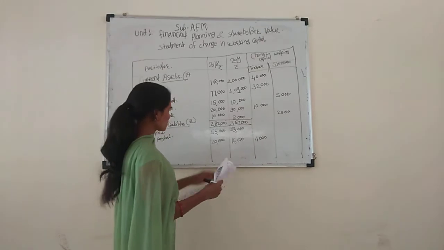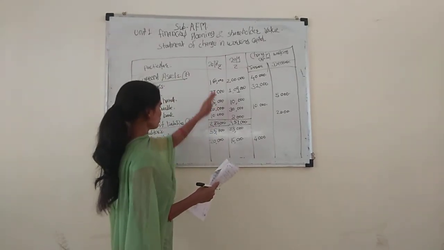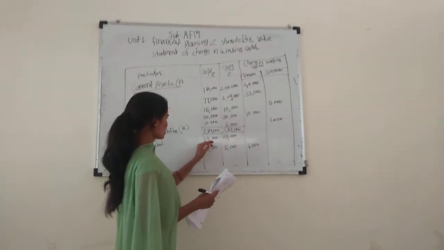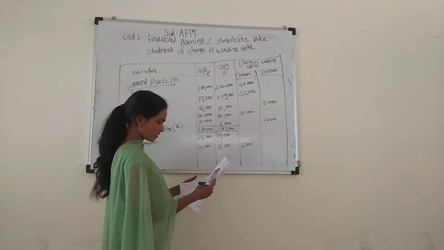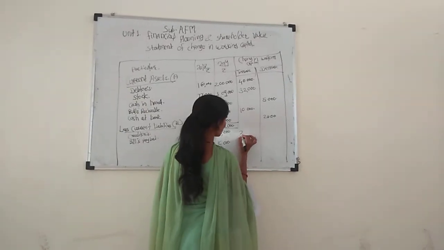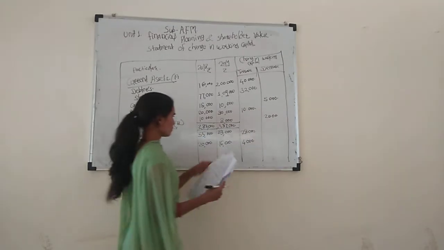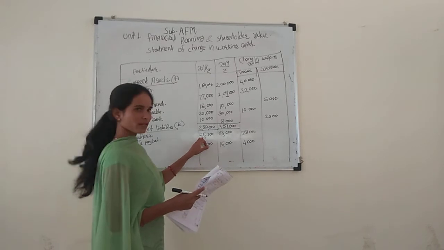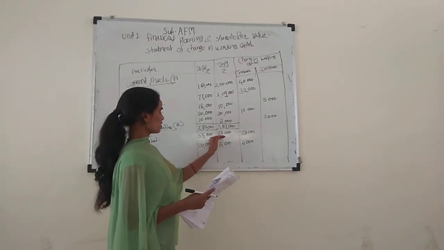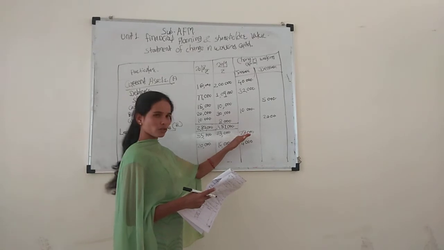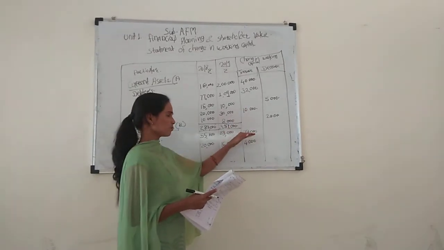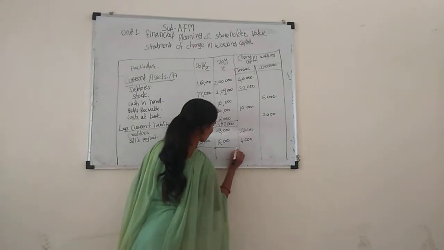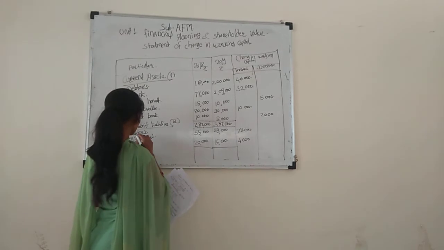Okay, and next one is creditors: 55,000 in 2018 and 83,000 in 2019, which means 83,000 minus 55,000 is equal to 28,000. This is an increase in creditors, meaning the liability has increased for the organization, so decrease column 28,000. Okay, and next one is the total current liabilities.